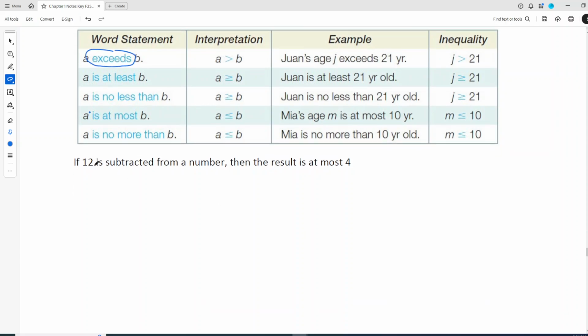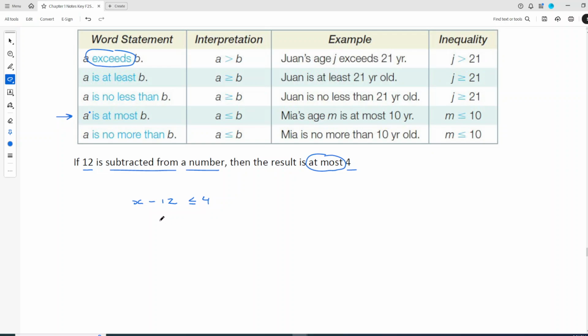This one says, if 12 is subtracted from a number, then the result is at most 4. So 12 is subtracted from a number. If we let that number be x, 12 is subtracted from this number. Then the result is at most. A is at most B means we're using the less than or equal to sign. So if it's at most 4, it would be x minus 12 is less than or equal to 4.